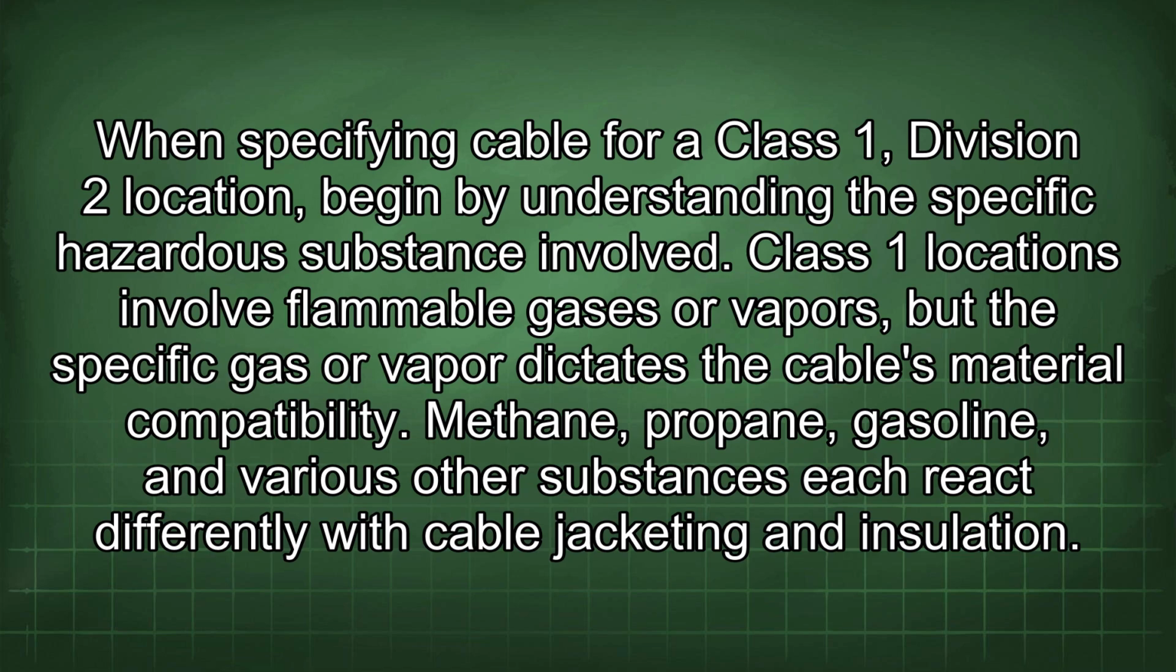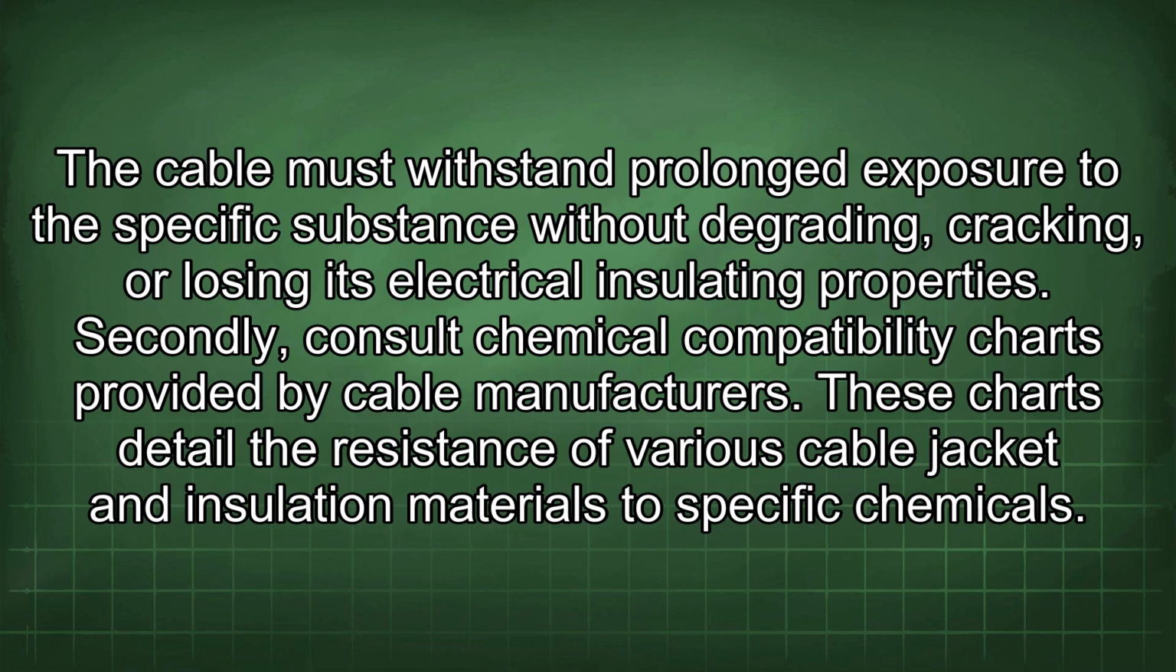When specifying cable for a Class 1, Division 2 location, begin by understanding the specific hazardous substance involved. Class 1 locations involve flammable gases or vapors, but the specific gas or vapor dictates the cable's material compatibility. Methane, propane, gasoline, and various other substances each react differently with cable jacketing and insulation. The cable must withstand prolonged exposure to the specific substance without degrading, cracking, or losing its electrical insulating properties.